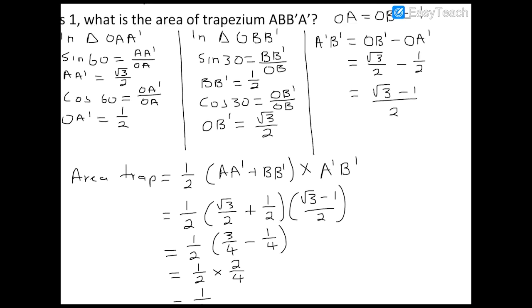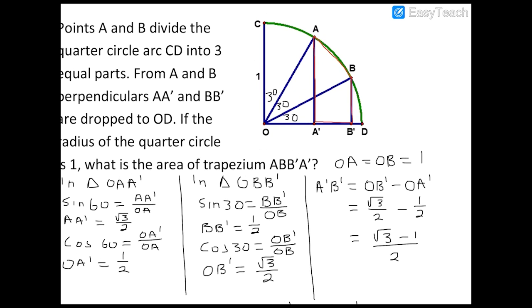You could have also realized that the two triangles OA prime and OB prime are actually congruent, because they have the same hypotenuse, which is 1, same 90-degree angle there, and this one has 60 here, that automatically makes that angle there 30. This one has 30 there, automatically makes that angle 60.